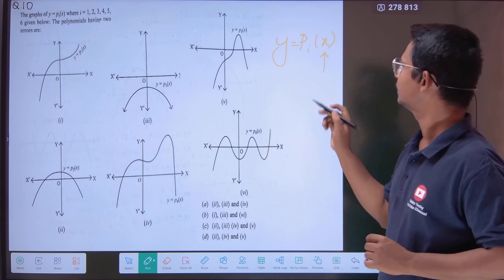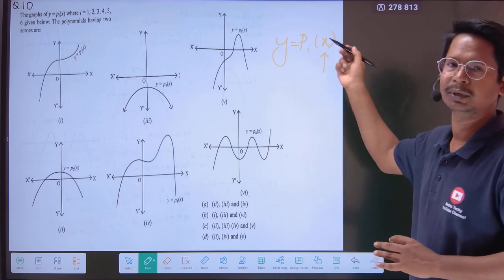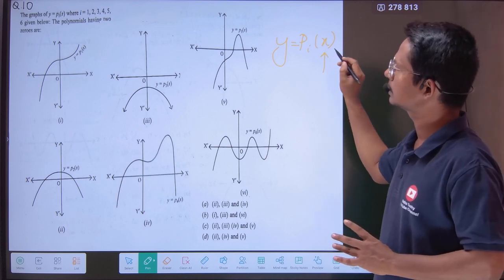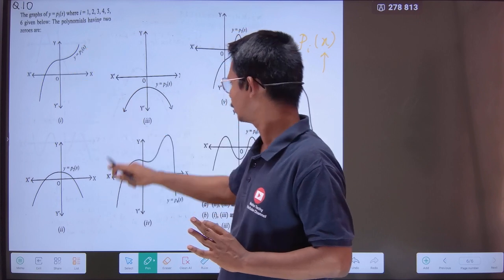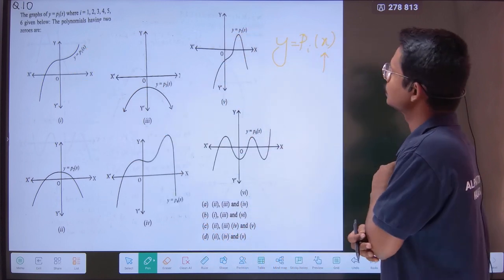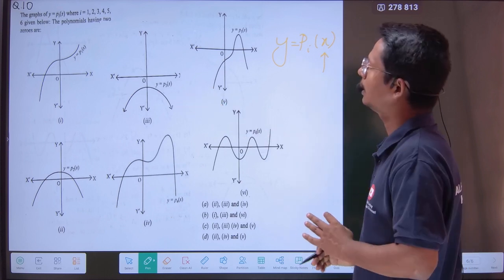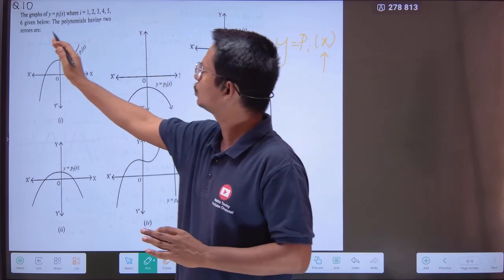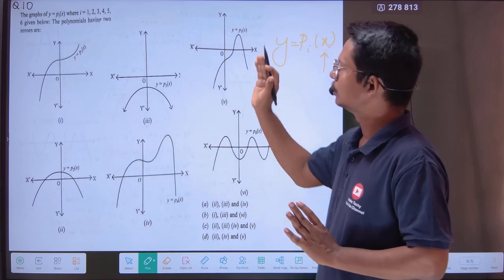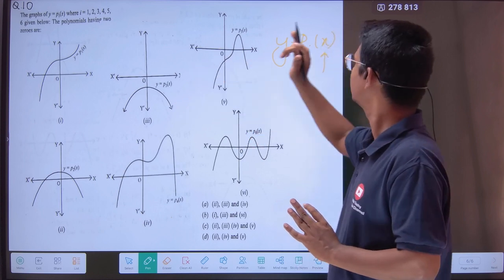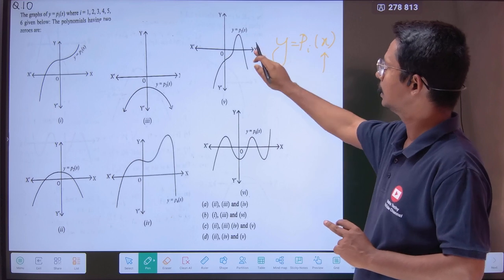If it is x equal to p of y, then it would be different again. So as per the given question, you can see I can take 1 2 3 4 5 6. So we have got 6 graphs. So 6 functions of x we have plotted here. And the question is about polynomials having two zeros. So you need to understand two zeros means the graph should either touch or cut or intersect the x-axis.